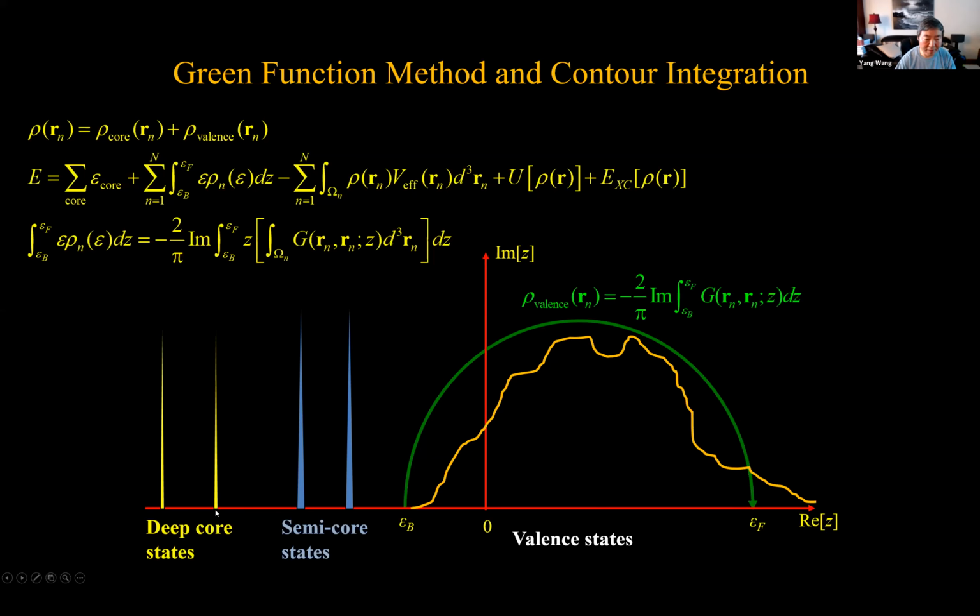For the semi-core and the deep core states, they are bound states. The bound states are only related to a single site problem. So for bound state calculations, we have clear boundary conditions, because at a certain distance away from the atom, the wave function is supposed to become 0. So use that as a boundary condition, you can solve the bound state problem. So we take an entirely different approach, not a Green function approach. We just solve the differential equation.